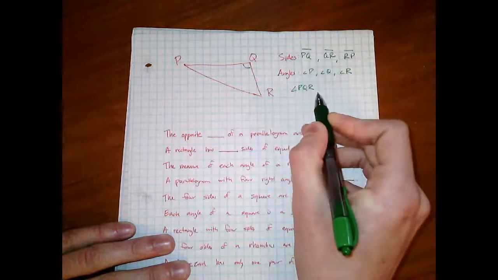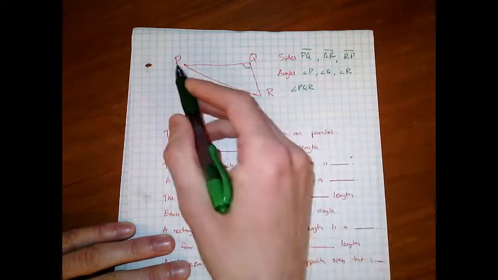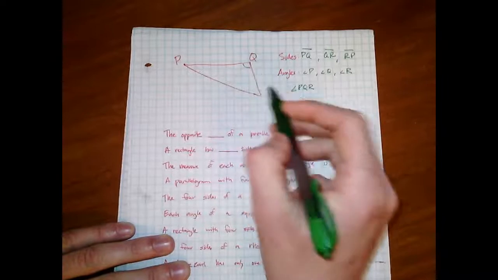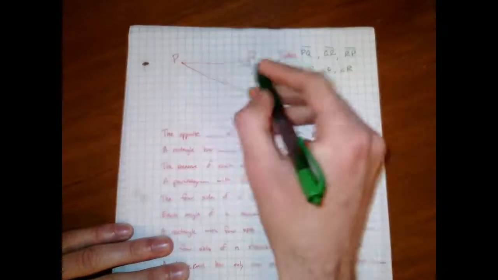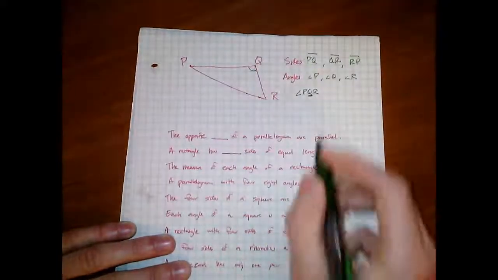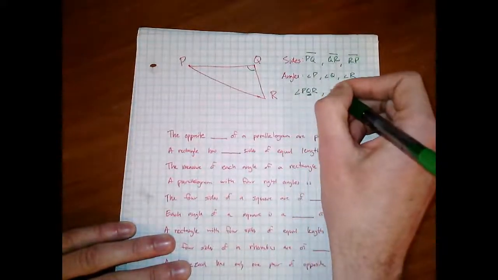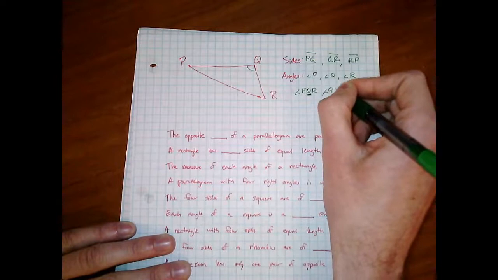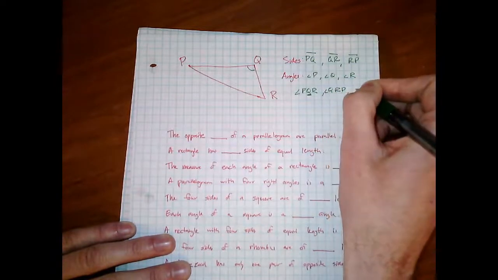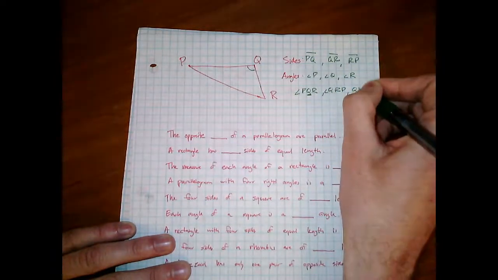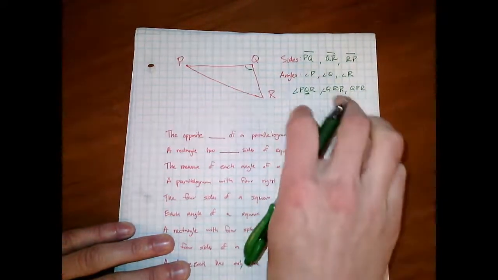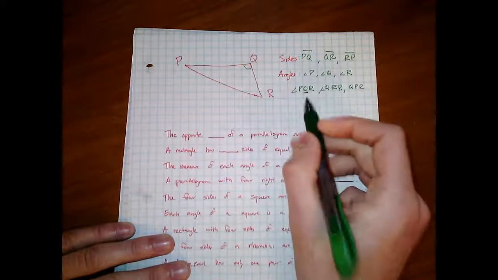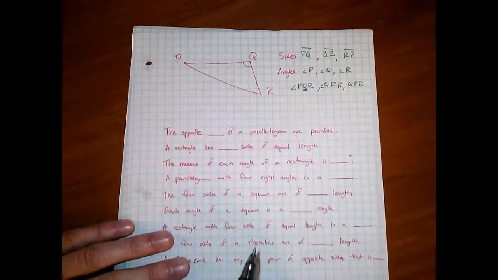Remember how you use all three letters, the two lines that make up the point, and then the middle letter is where the angle actually is. So PQ, where the angle is to R. So PQR, QRP, and QPR. Remember, I could also switch the letters. The important thing is that letter that is in the middle. That's where the angle actually is.